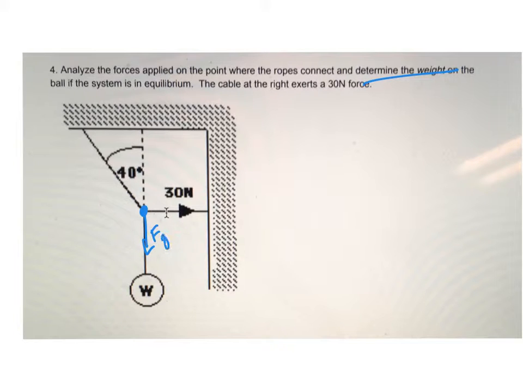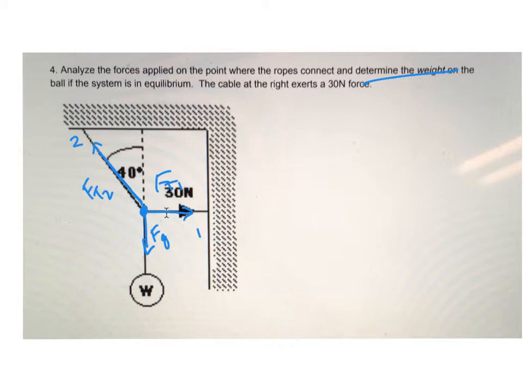The weight is the force of gravity, so that's pulling down. Let's call these two different strings. We'll call this one string number 1, and we'll call this one string number 2. So this is the force of tension from the first string, and this is the force of tension in the second string. So all three of those forces, when added together, would be 0. The only data we know is that this is 40 degrees, and tension 1 is 30 newtons.